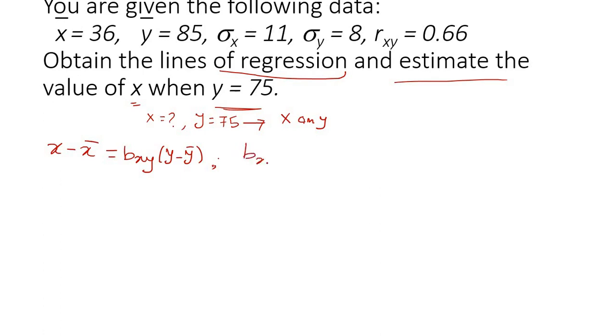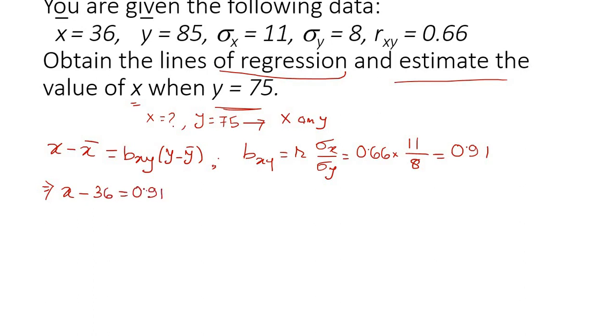So bxy equal to r sigma x by sigma y. As you know, this is our expression. So r is 0.66, sigma x is 11, and sigma y is 8. This computation gives me 0.91. Now we can use the equation: x minus x bar is 36, bxy is 0.91, and then y minus y bar is 85. Just replace all these values here.